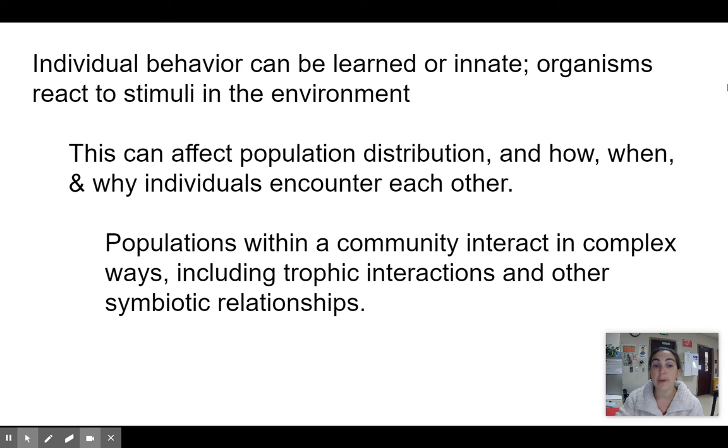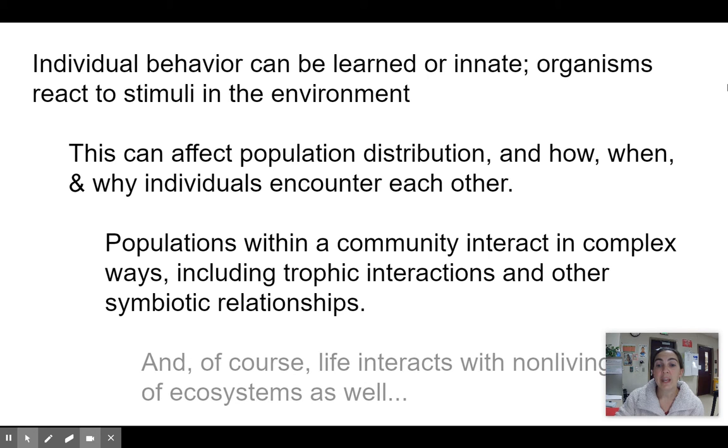Those populations then, of course, interact in complicated ways. Trophic interactions are a big part of that, but we talked about many of the other symbiotic relationships that happen within ecosystems as well. And of course, all of those living things interact with the non-living components of their ecosystem also. So this week, we're going to broaden it out and look at the big picture and put all of these pieces together.